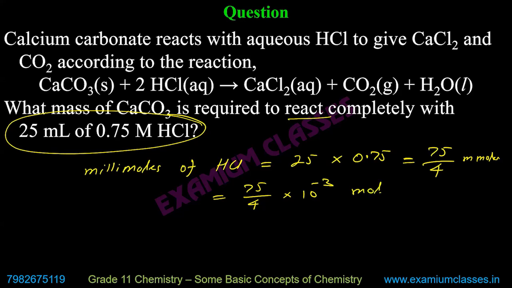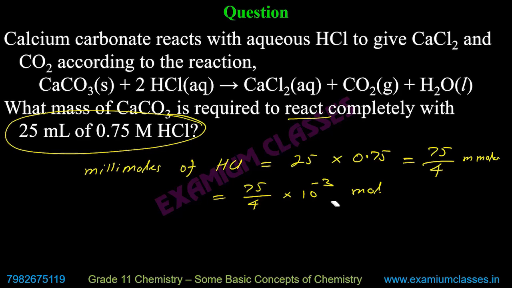1 milliliter is equal to 1 by 1000 liters. Similarly, here 1 millimole will be equal to 1 by 1000 mole, or 1 by 1000 can be written as 10 to the power minus 3 in multiplication. So these many moles are there.